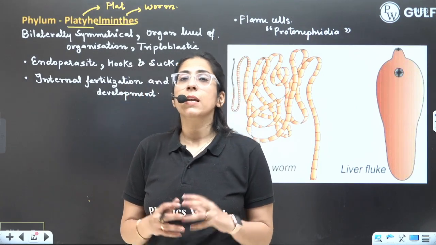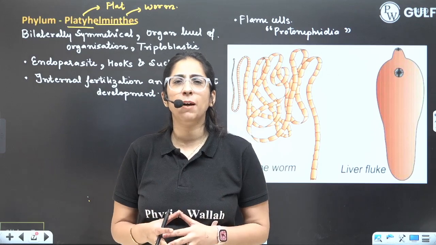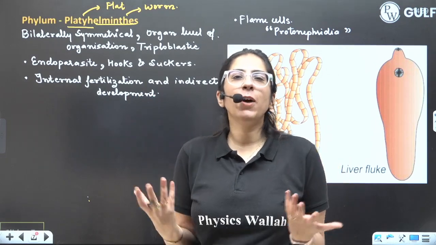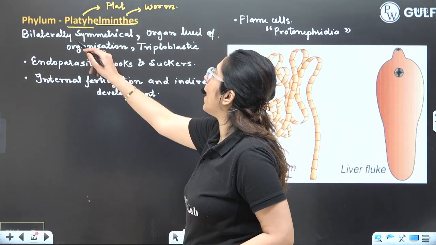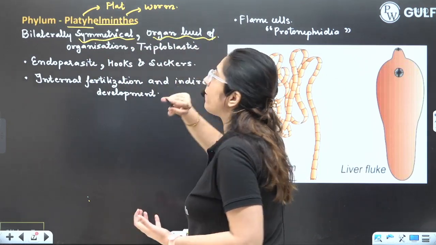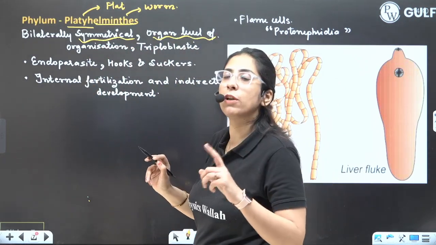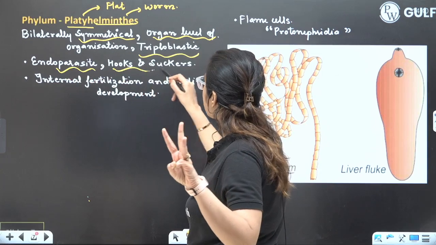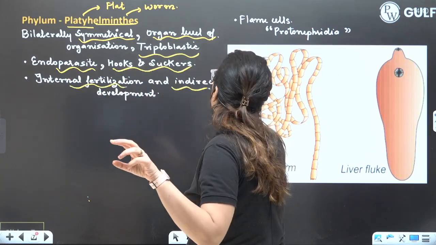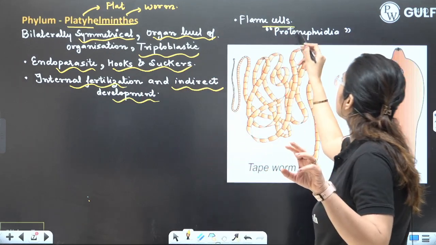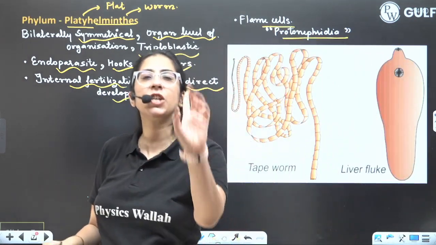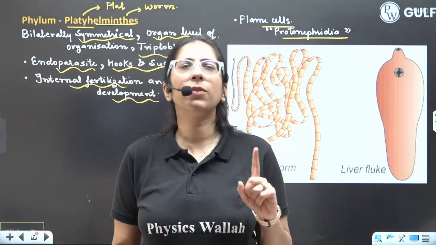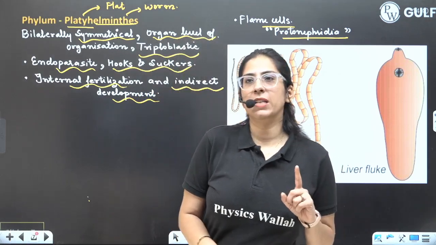Now the next thing is, their digestive system is not well developed. Why? Because they are feeding on direct food, you know, the cooked food. So why do they need a digestive system for digestion? Bilaterally symmetrical, organ level of organization, till now it was the tissue level of organization. Here the 3 germ layers are present. Triploblastic, endoparasite, hooks and suckers, internal fertilization and indirect development. A very important feature is they have flame cells, protonephridia, for excretion. Right? Characteristic feature, and this we have studied in the chapter, excretory products and their elimination.